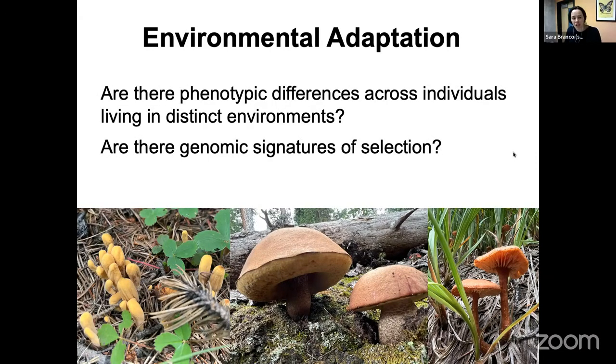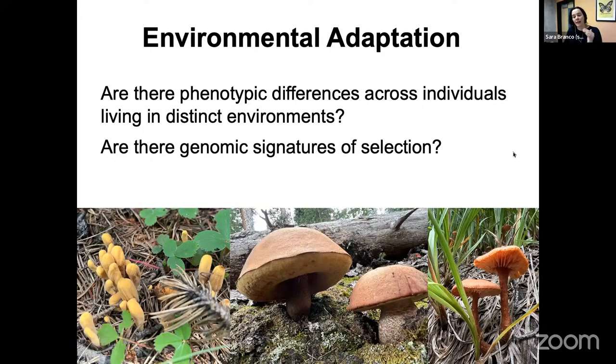And so the main questions that I was interested in were, are there phenotypic differences across individuals that are living in distinct environments? And are there genomic signatures of selection? So maybe fungi just deal with stress in a different way than plants, for example. And so maybe what we're going to see is these differences below the species level.